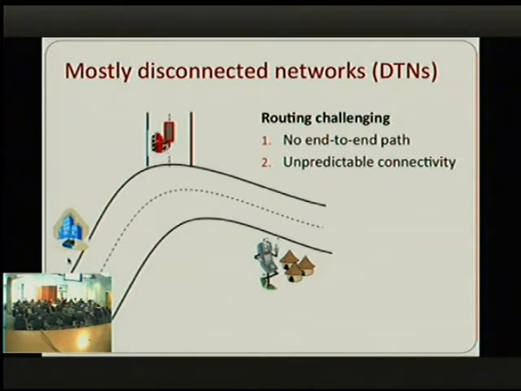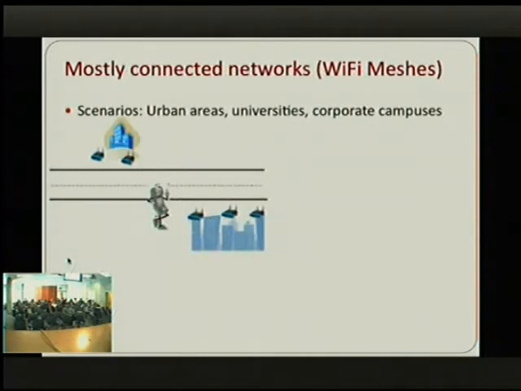Now let's see what happens when you go to the mostly connected network, the other end of the spectrum. Here I'm actually going to make a distinction between Wi-Fi meshes and cellular networks. Let's first look at Wi-Fi meshes. The most common scenarios are places where there's a lot of infrastructure. Again, I'm showing that with these Wi-Fi access points. So these form a mesh, and a mobile user can potentially get continuous connectivity because she associates to an access point and starts sending data.